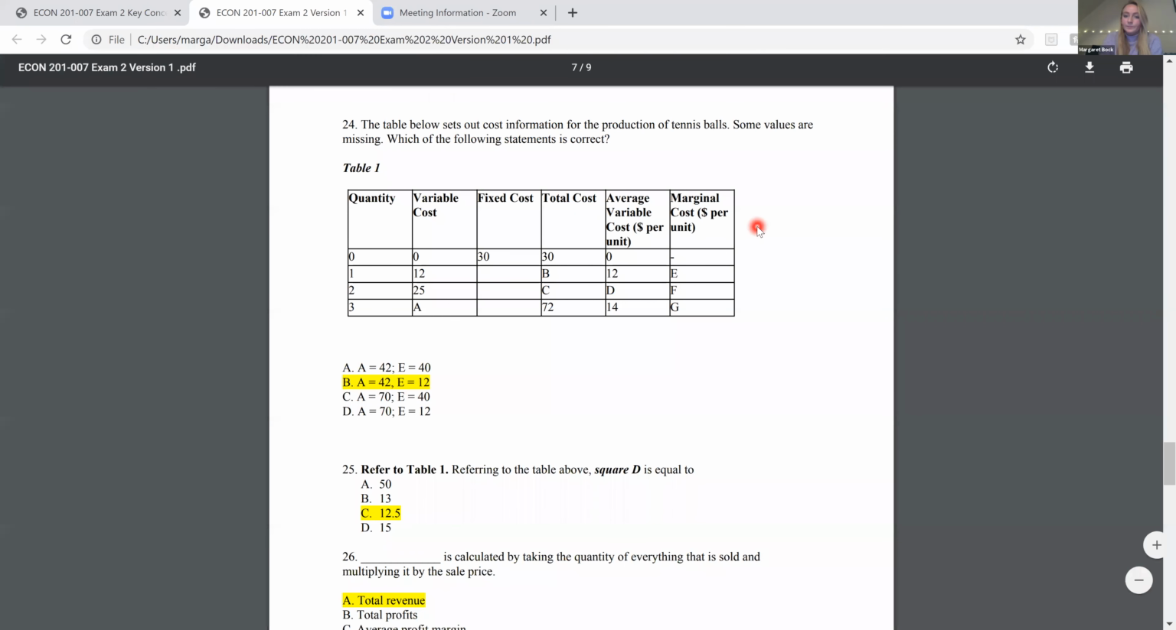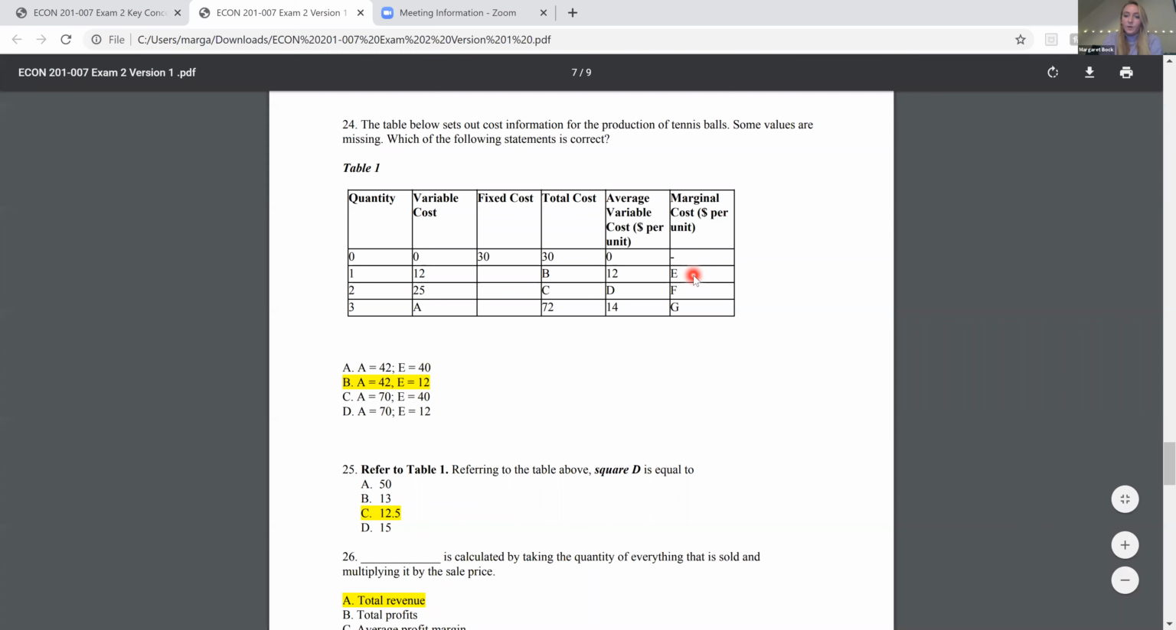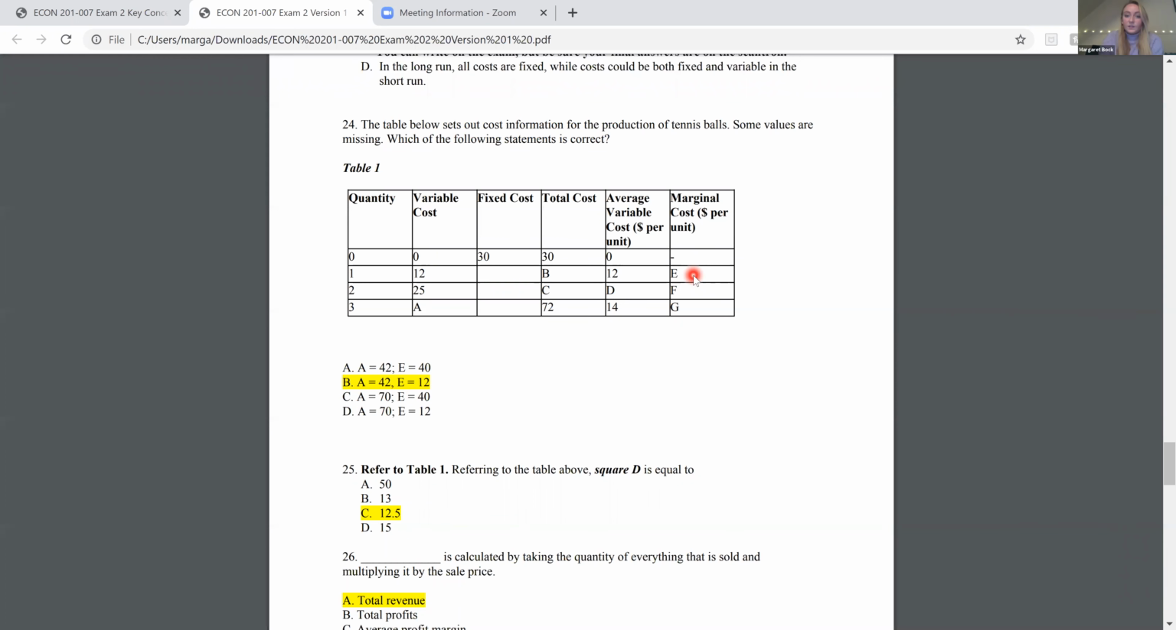And then square E is looking for the marginal cost. So the marginal cost, again, is the change in the total cost given a change in quantity. So at this point, we kind of need to know what square B is to figure out what the change in total cost is. But that's pretty easy to figure out because we know the variable cost for a quantity of 1 is 12. Fixed cost, again, is 30. So we know the total cost here is 42.